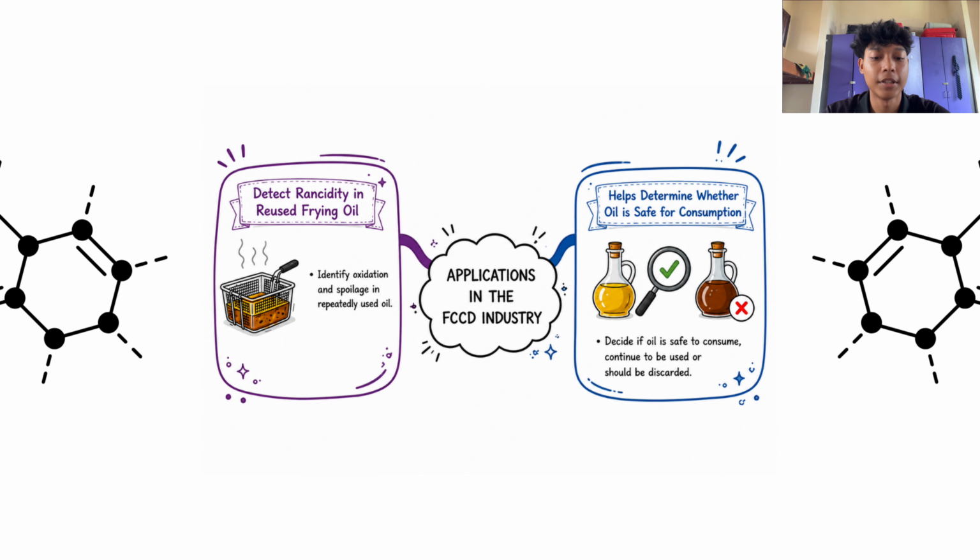Next, we go to the application in the food industry. The food industry uses this method to detect residual free fatty acid in used frying oil. This method is used to identify oxidation and spoilage in repeatedly used oil. It also helps determine whether the oil is safe for consumption, to decide if the oil is safe to consume, can continue to be used, or should be discarded. That's all for me. Thank you.